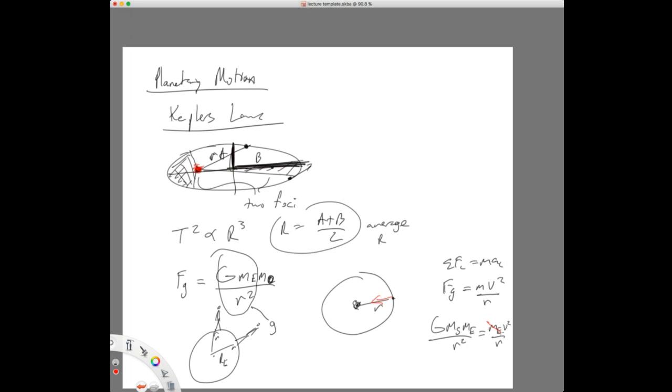We can cancel out the mass of the Earth, which means that if we did the same exercise for Jupiter or Venus or Mars, whatever planet we chose, its mass would be canceled out of this equation. So we have G times the mass of the Sun over the radius squared equals V squared over R. So the mass of the Earth just canceled out.